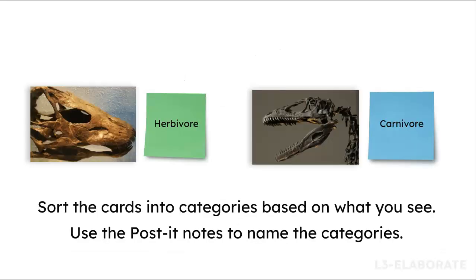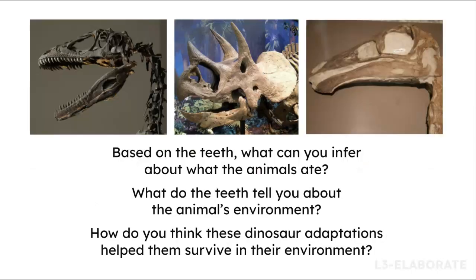For the Elaborate portion, you'll put students into groups and give each group a set of dinosaur skull cards and several post-it notes. You'll ask the students to sort the cards into categories based on what they see and use the post-it notes to name the categories. You'll then ask some more discussion questions.